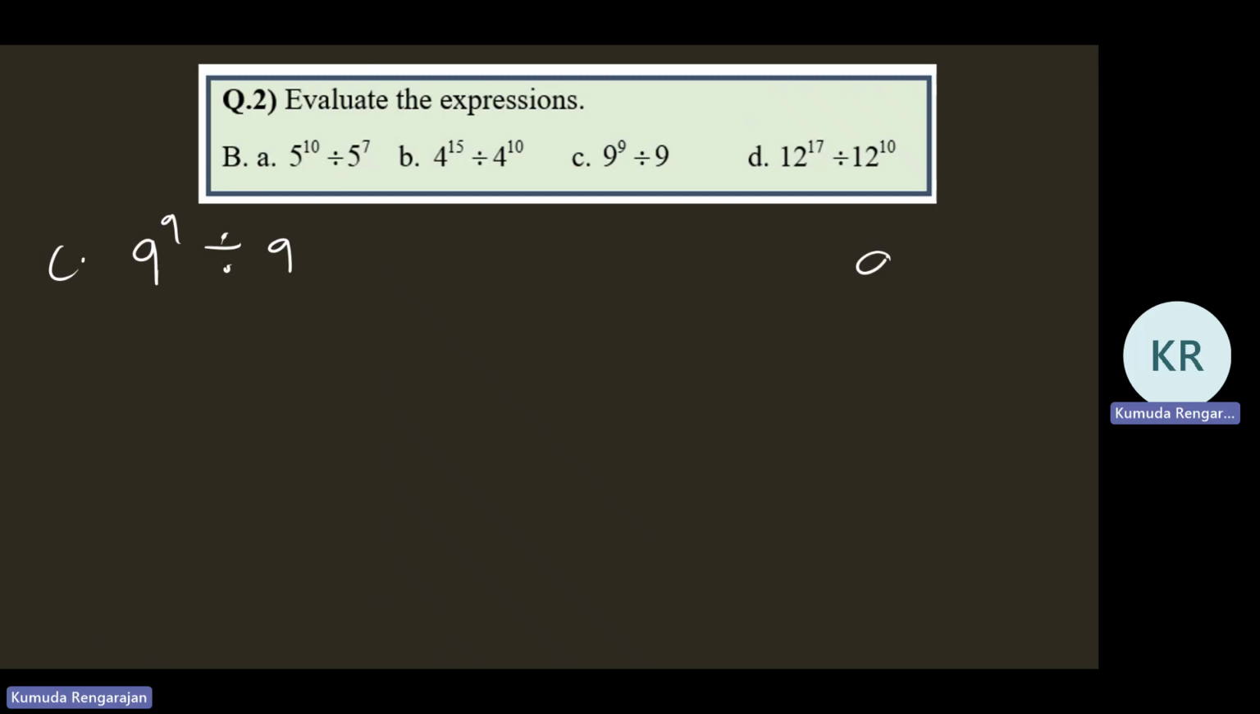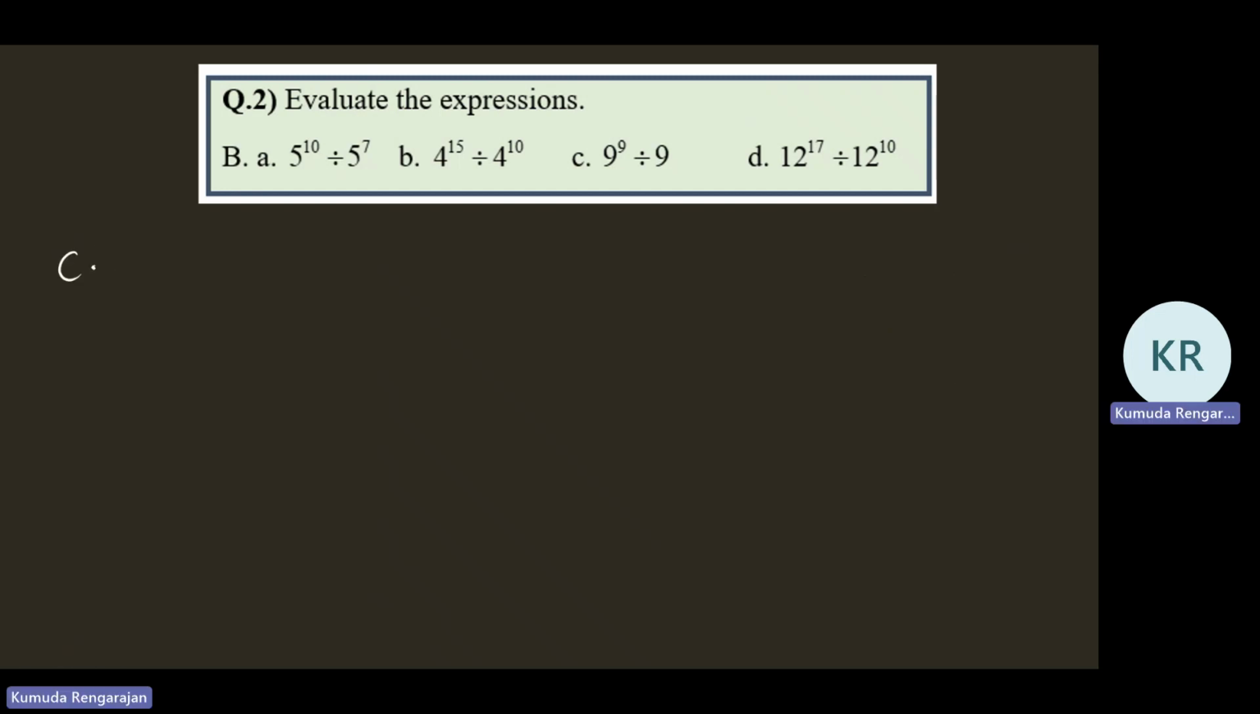No, see 9 once. When you write 9 to the power 2, that means it's multiplied with itself 2 times. Now only 9 means 9 to the power 1, not 9 to the power 0, because 9 to the power 0 is 1. Anything raised to the power 0, the value is 1.